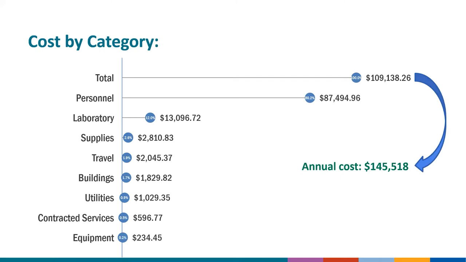If we want to think about what would be an estimate for an annual cost for the same type of activity, again, it has to be an estimate because, as you know, at different times, maybe some activities could happen and then it could affect the cost differently. But let's say ceteris paribus, for the same type of activity, the annual cost would be $145,518.